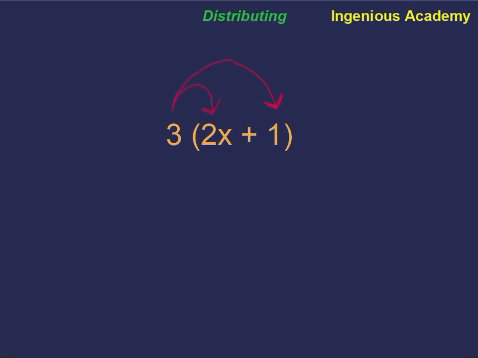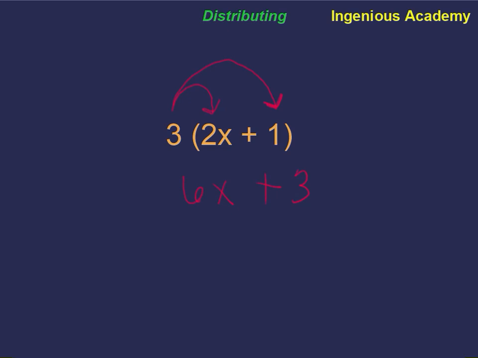Okay, now we must watch the signs. In this example we have a positive 3 and a positive 2x. Two positives when we multiply together is going to give us a positive. So 3 times 2x is a positive 6x. Our next multiplication, we have a positive 3 and a positive 1. Two positives again will give us a positive 3.